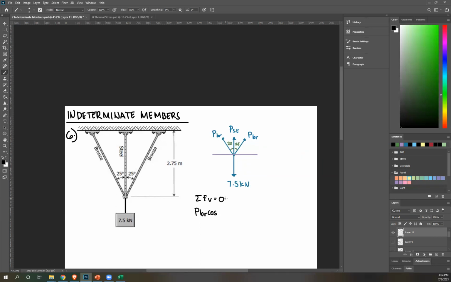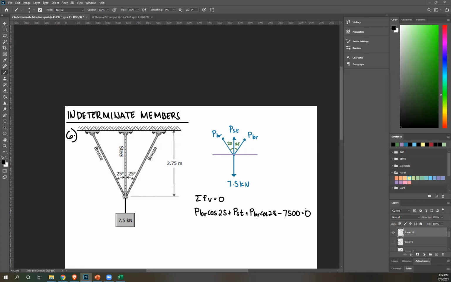Okay? So PBR cosine 25 plus PST. We have another one upward, PBR cosine 25. And then we have this downward force, so negative 7.5 kilonewton. And then remember, we're given stresses. Standard unit for stress is newton per square millimeter. So convert this to millimeter. Convert this to newton, so times 10 raised to 3 or 7,500 equals 0.